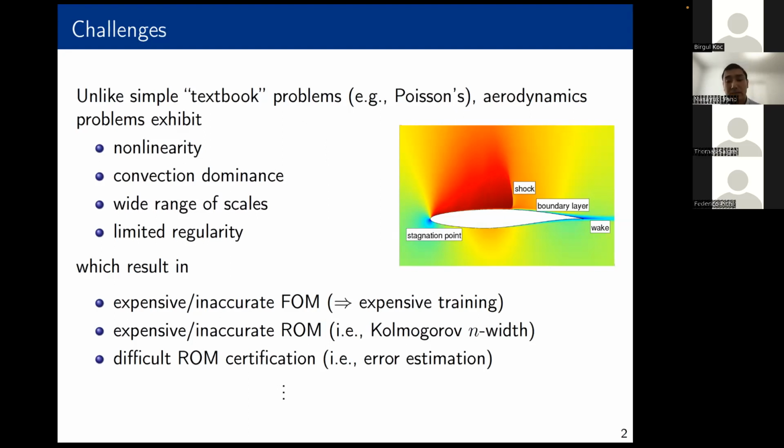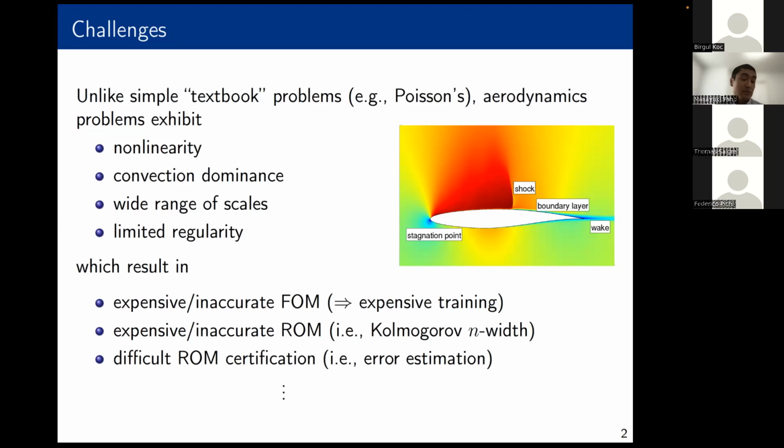Some of the features we see in aerodynamic flows are shown on the right figure. And all of these features produce a number of challenges, including expensive or inaccurate FOM. So this means that training of the ROM is going to be expensive because computing each snapshot is going to be expensive. It might take, say, order of hours or possibly days using parallel computers.